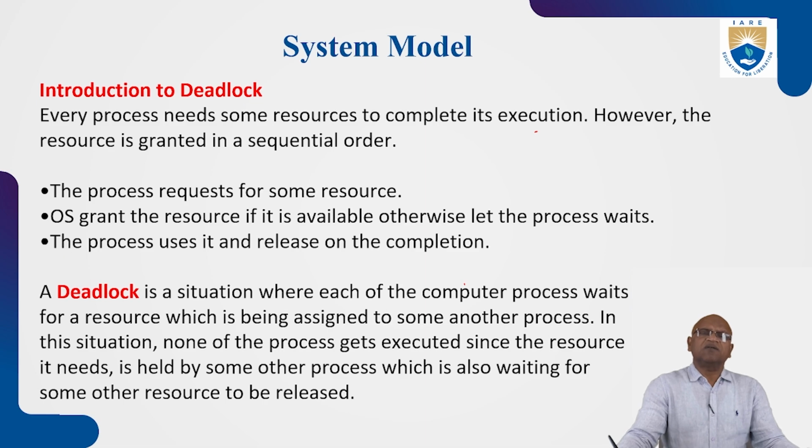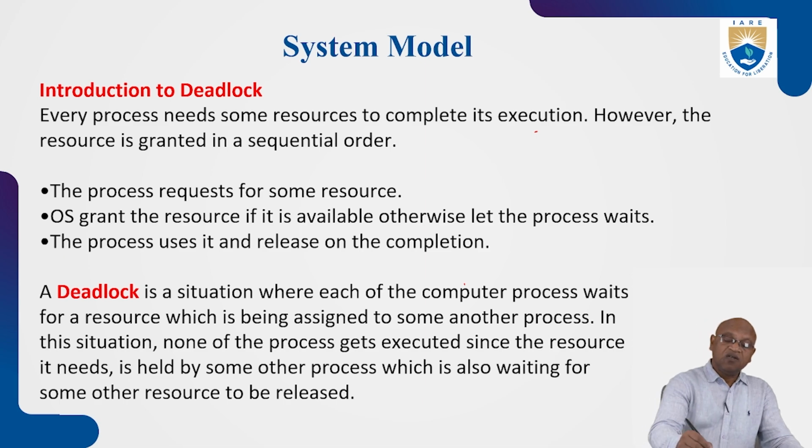Once an instruction comes for execution, the process is requesting the CPU. If the CPU is free, the OS must allot that resource to the process or instruction to execute. An instruction in execution is called a process. A deadlock is a situation where each of the computer processes waits for a resource which is being assigned to some other process. In this situation, none of the processes gets executed, since the resource it needs is held by some other process which is also waiting for some other resource to be released.